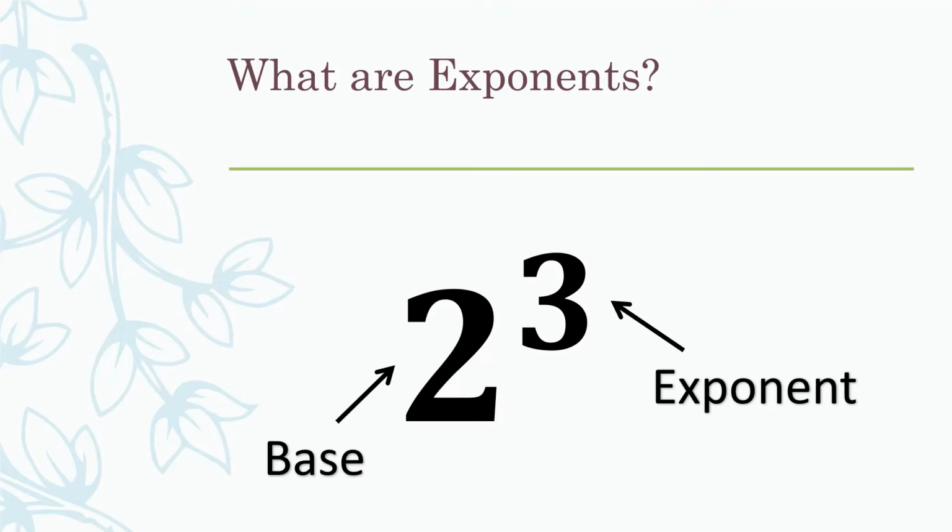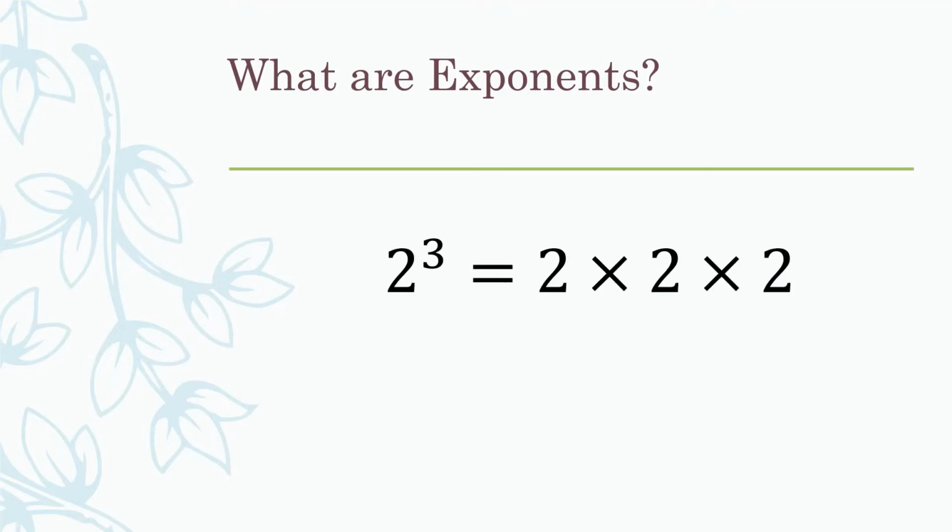Ano yung ibig sabihin ng number na to? So yung 2 raised to the third power, ang ibig sabihin niya, tatlong 2 na minultiply with each other. So 2 cubed is equal to 2 times 2 times 2, and that is also equal to 8.